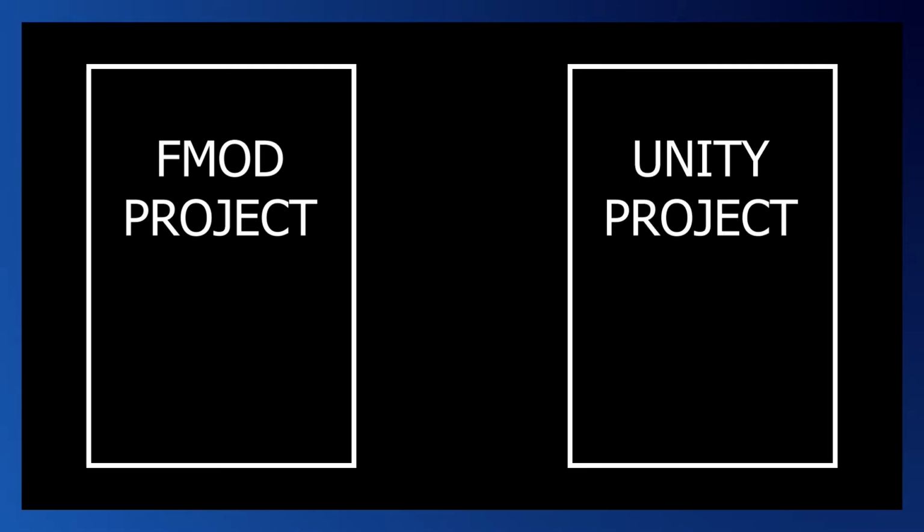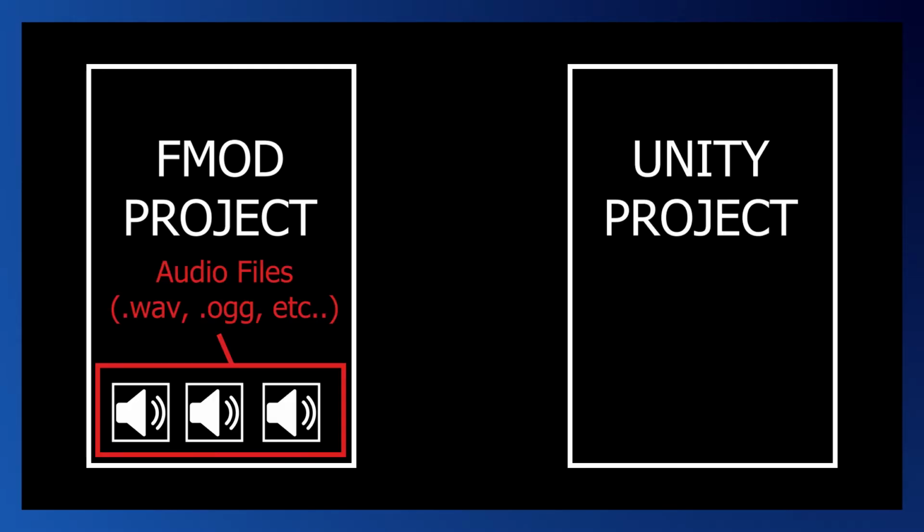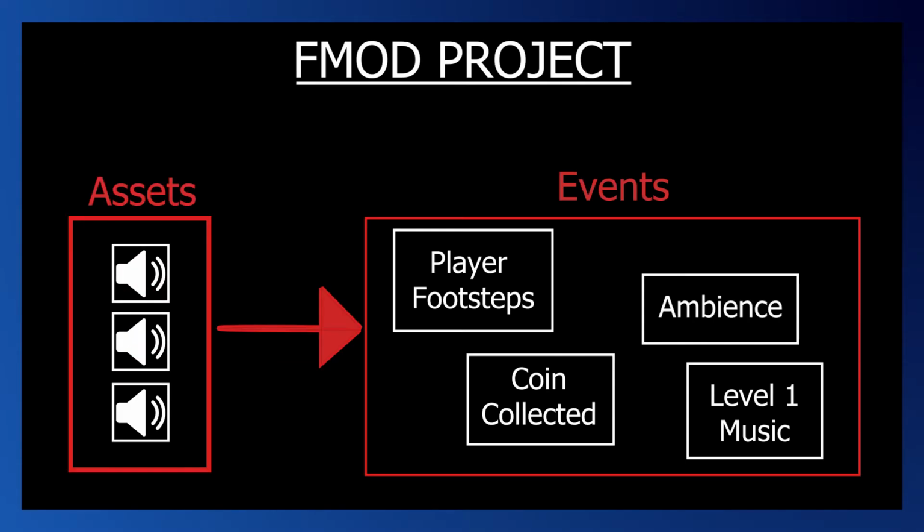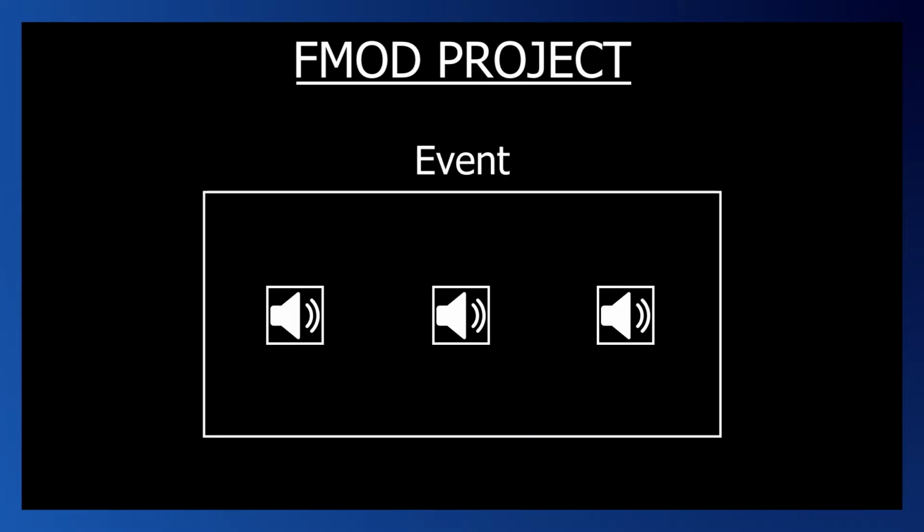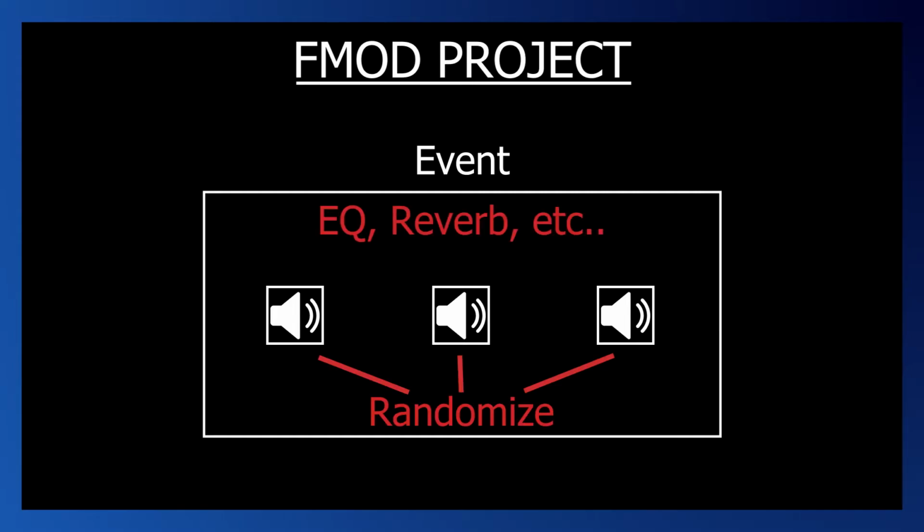You'll typically have a single FMOD project that corresponds to your Unity project, and all of your audio files will be stored in the FMOD project. From there, you'd use those audio files, also referred to as assets within FMOD, to create what are called events. An event can be made up of a single sound clip or multiple sound clips, and you can also add internal logic and varying effects to those events directly within FMOD.